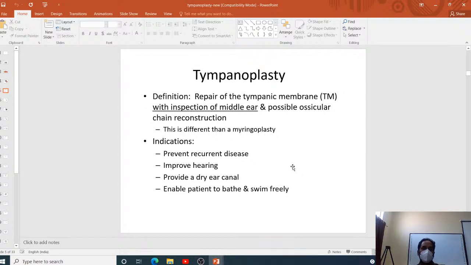What does tympanoplasty mean? It is repair of the tympanic membrane with inspection of the middle ear and possible ossicular chain reconstruction. It is also known as myringoplasty. Myringoplasty means repair of the tympanic membrane by closing the perforation. You use the word tympanoplasty when you also do some reconstruction or ossicular chain reconstruction in the middle ear. The indications are to prevent recurrent disease, to improve hearing, to provide a dry ear canal, and to enable the patient to bathe and swim freely.